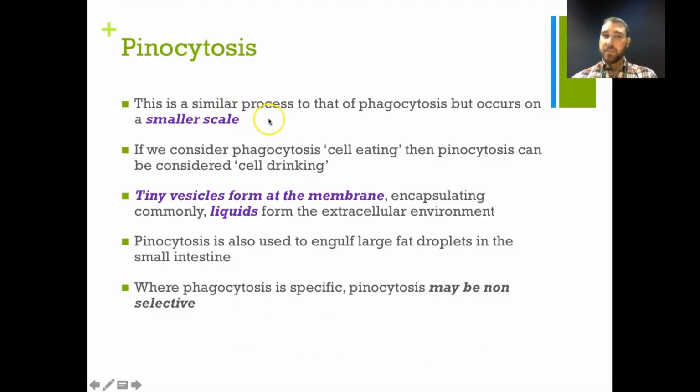Pinocytosis, like I said, happens on smaller scales. If we think of it as cell drinking, it's taking in smaller substances, normally liquids, and substances in the liquids that the cell wants. So large droplets, for example, of fat, like I said before, can be taken in the small intestine, for example, by pinocytosis. So phagocytosis is specific, where particular food particles or particular organisms are being taken in. Pinocytosis is a bit more non-selective because you're just sucking in all the extracellular fluid that's directly outside your cell.